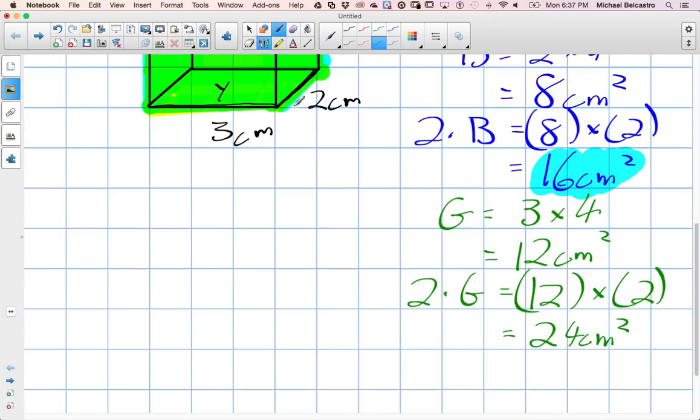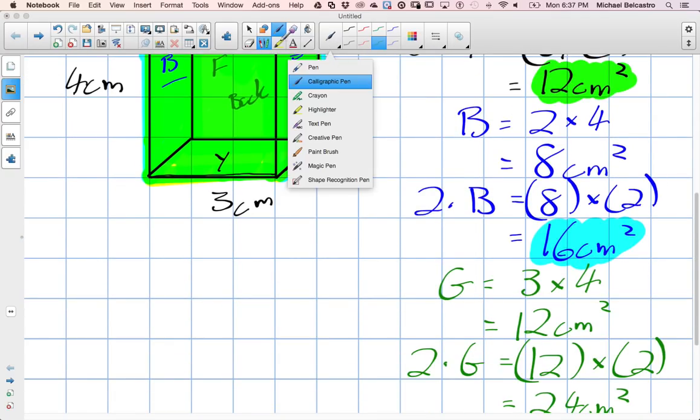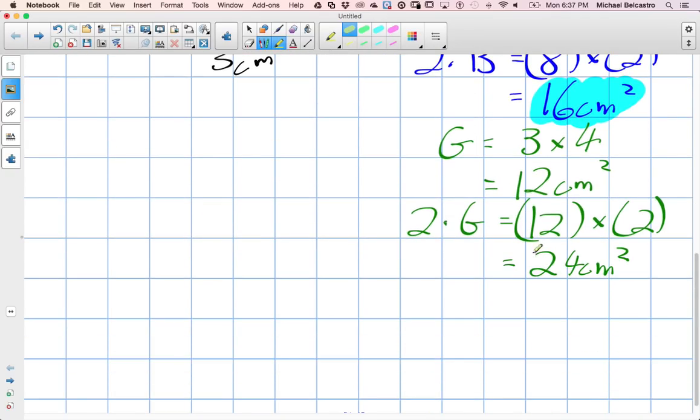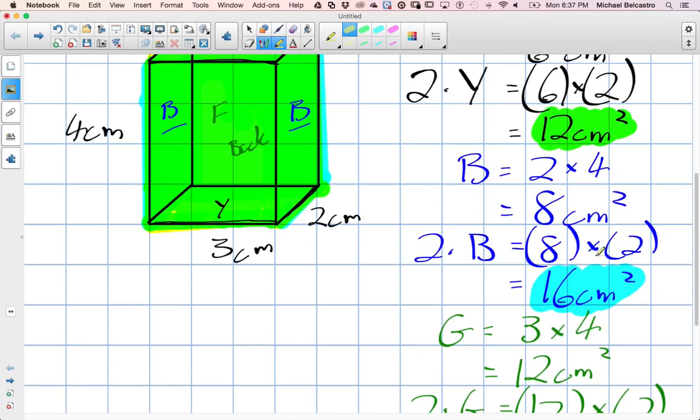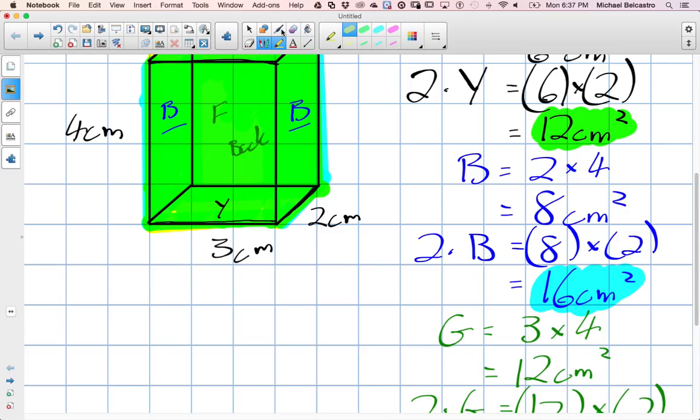So let's highlight that last one. What colors do we use? Blue, green, blue. Let's use a yellow one. Final answer. Okay, so we've got the 3 different types of faces, right? We just did the 2 green ones. Whoops, turn that green again. We just did those 2. We did the 2 yellows, and we did the 2 blues. So we've done every face.